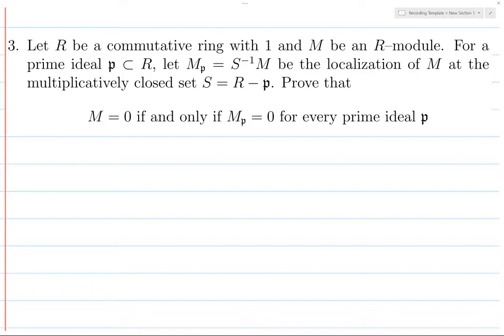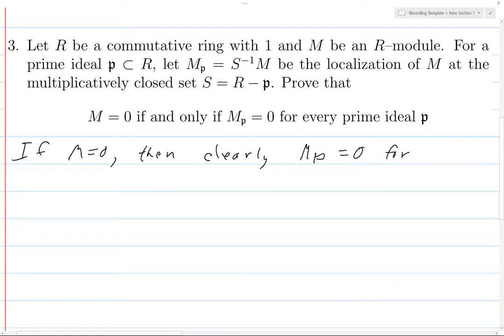So let's start. If M equals 0, then clearly M_P equals 0 for every prime ideal P. Alright, and so that finishes that direction, and I'll leave the second direction to you. Just kidding. That's something that I would say if I were a lecturer and wanted to be mean.